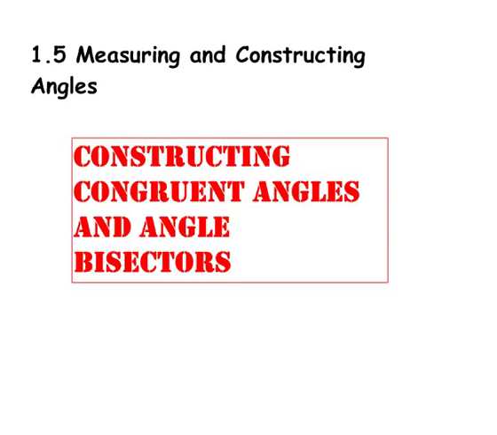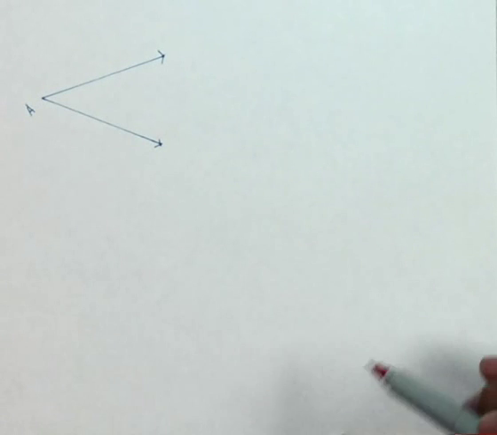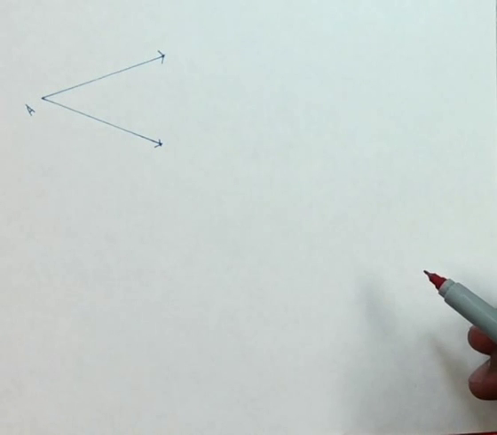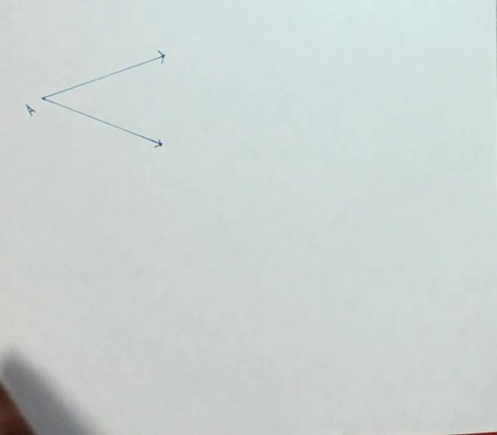Alright, this is 1.5 Measuring and Constructing Angles Part 2. We're going to look at constructions. We're going to construct some congruent angles and also bisect a few angles. So here we go. So here's angle A. And what we're going to do is make a copy of angle A without measuring it, just using a compass and a straight edge.